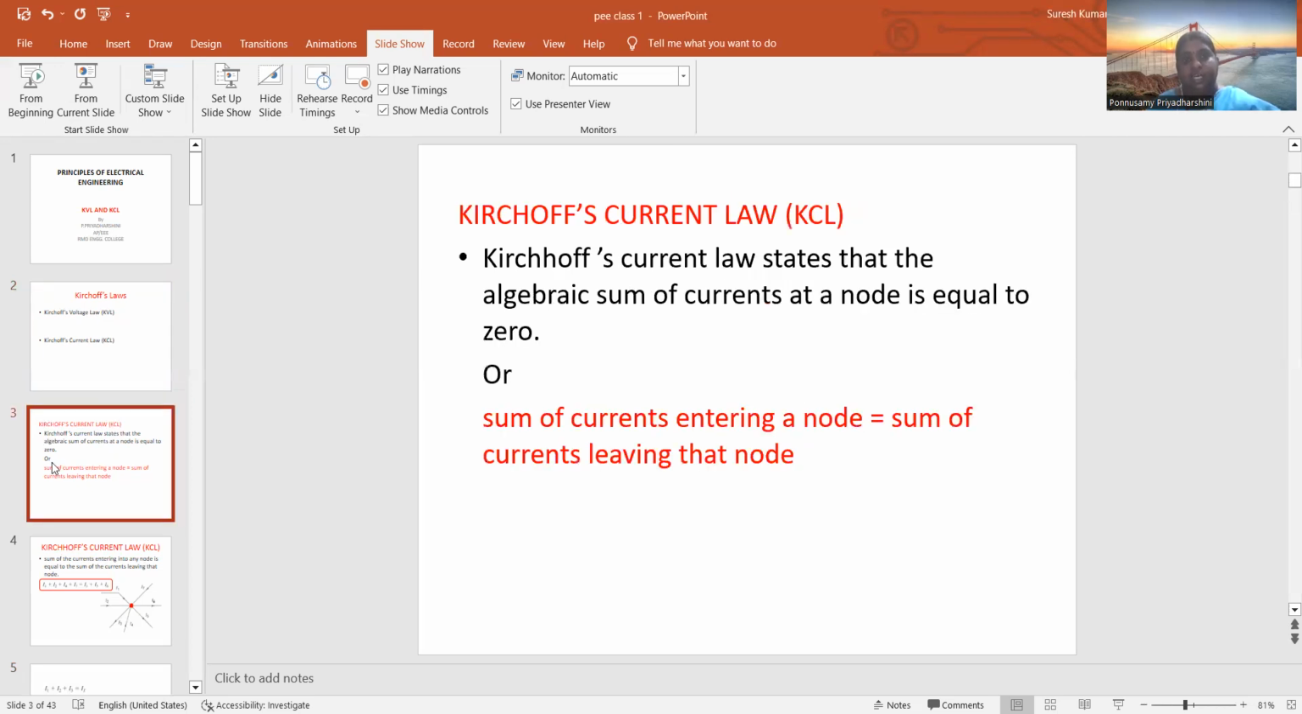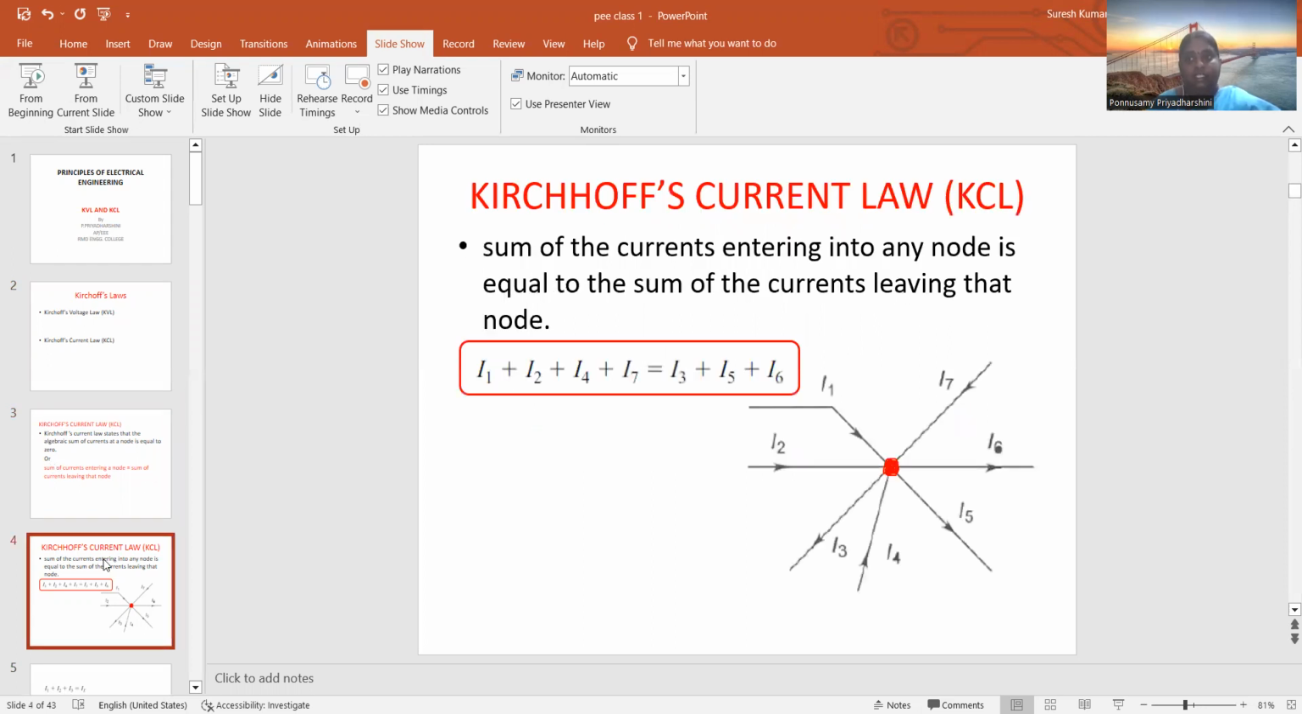Kirchhoff's current law states that the algebraic sum of the currents at a node is equal to zero, or the sum of the currents entering the node is equal to the sum of the currents leaving the node. This can be explained with the help of a diagram. In this diagram, a total of 7 currents are connected at a node. Some currents are entering the node and some currents are leaving the node.